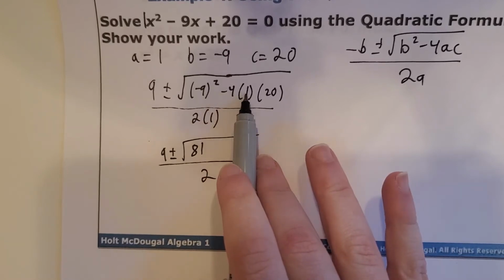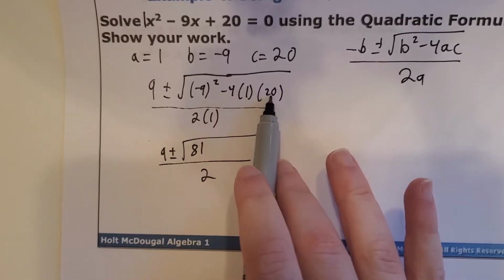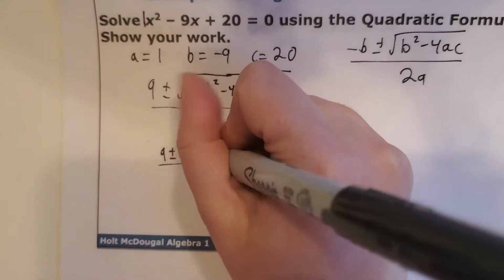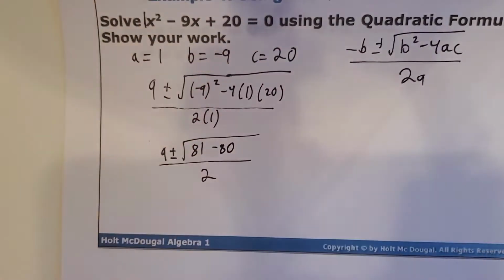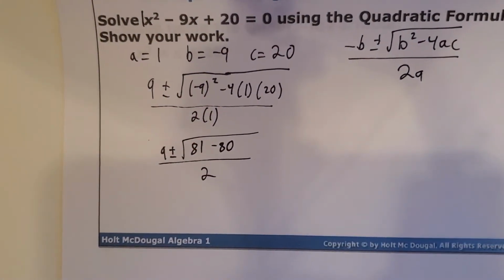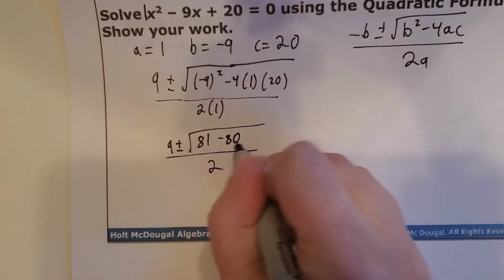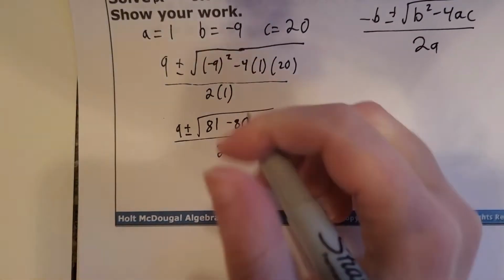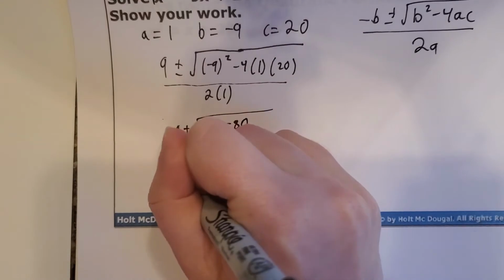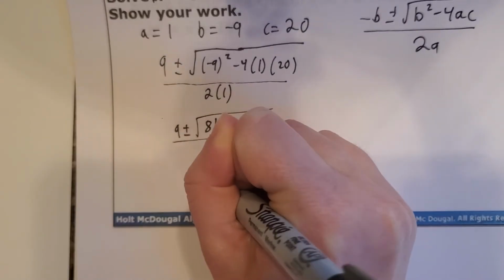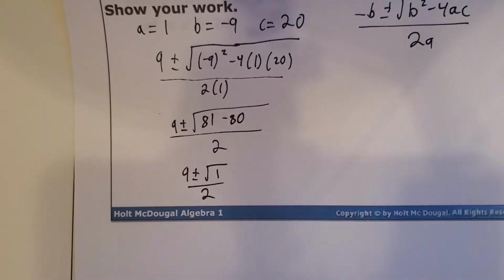And then we can multiply all three of these things at once. Negative 4 times 1 is negative 4, and negative 4 times 20 is negative 80. So this is 81 minus 80. Then we can finish off with the subtraction. 81 minus 80 is 1. So this is 9 plus or minus the square root of 1 over 2.